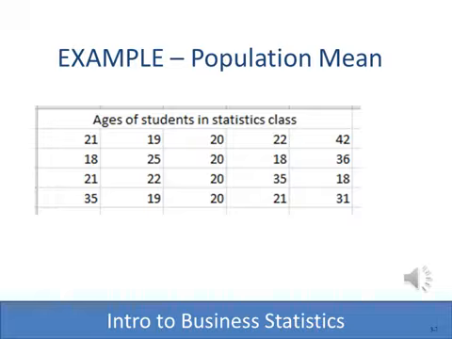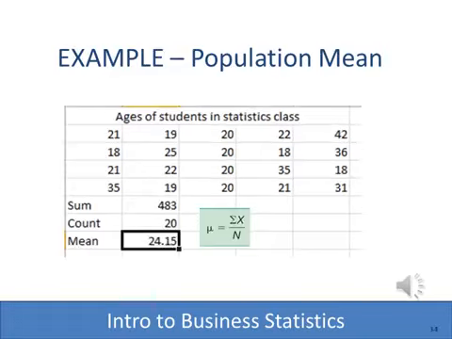Most of you are very familiar with how to compute an average or a mean, but we're going to go ahead and step through it. So with this example, we'll assume that we are going to compute a population mean. This is the age of all of the students in the statistics class. So in this case, the population would be the statistics class. Alright, after we have all the values in the population, we're ready to compute the mean. The first thing we do is sum up the values, and in this case that comes to 483. We divide that by the count, the capital N, because this is a population, and we end up with mu, or a population mean, of 24.15.